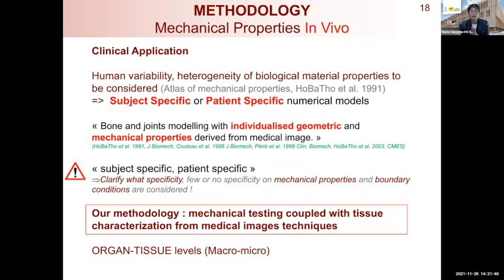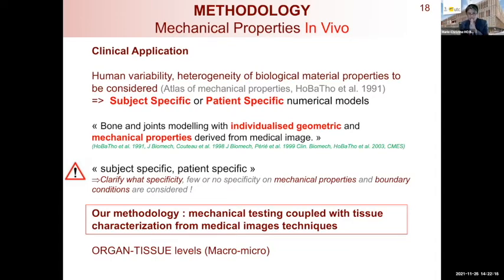So I said to you, we have mechanical properties in vitro. How are we going to get this in vivo? First of all, remember the human variability and heterogeneity of material properties I told you about have to be considered. That's why, with all this data, we always try to build subject-specific or patient-specific numerical models by considering, if possible, the geometry, which we can get, and mechanical properties derived from image. Of course, I'm going to show you how.